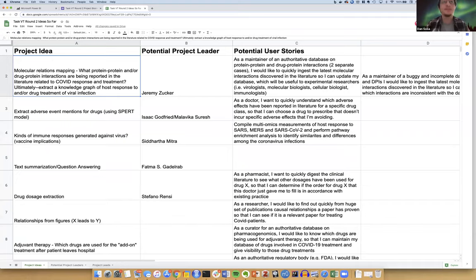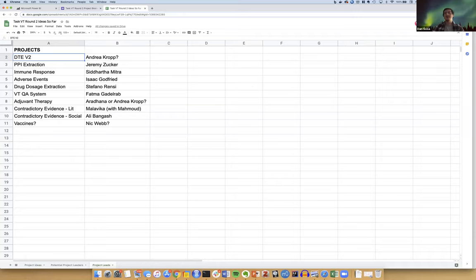And they'll form their own little teams of between, say, 2 to 5 people, depending on their needs for their projects. So I have these project leads here. And so that's how we want to go forward with the structure.